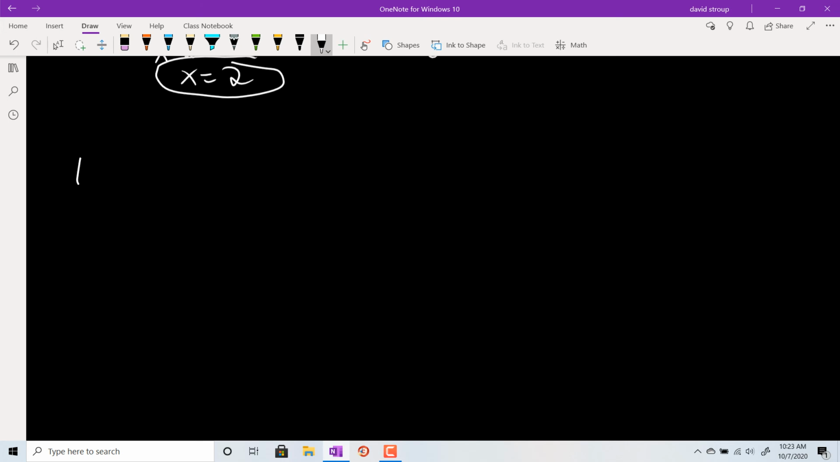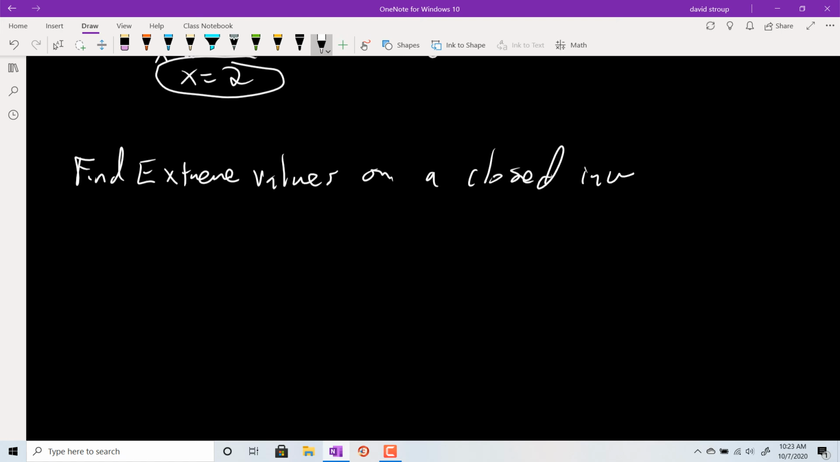So, finding extreme values on a closed interval. And it's a little confusing. I know we haven't even been looking for extreme values yet. We've just been looking for the critical numbers. But the idea eventually is that the critical numbers lead you to the extreme values.